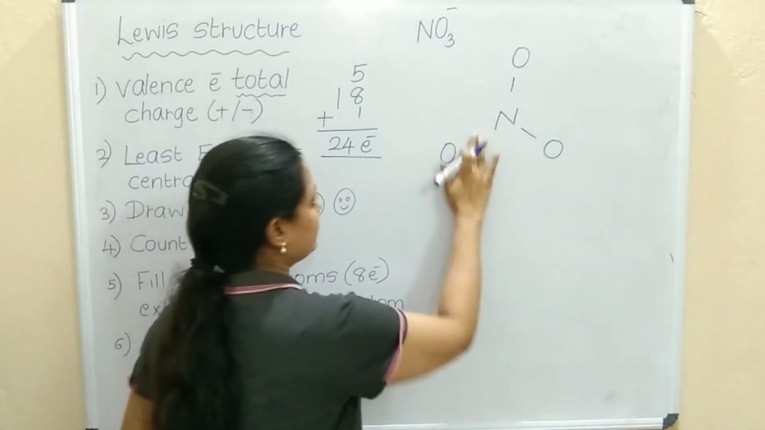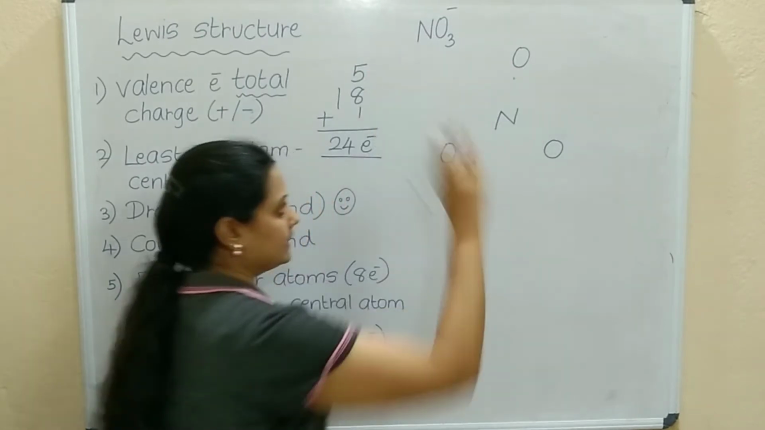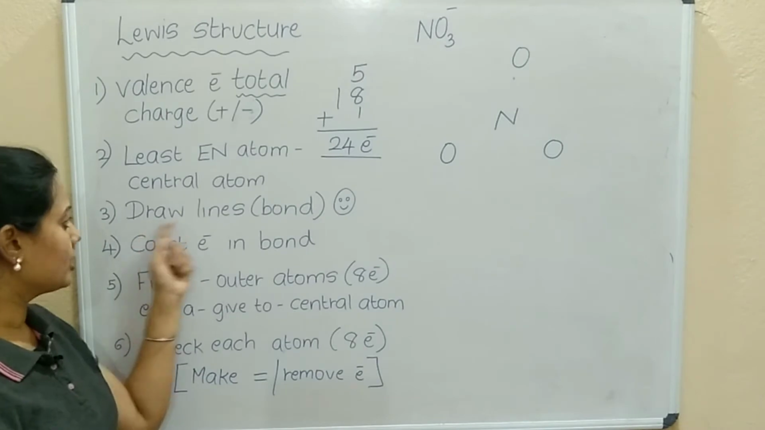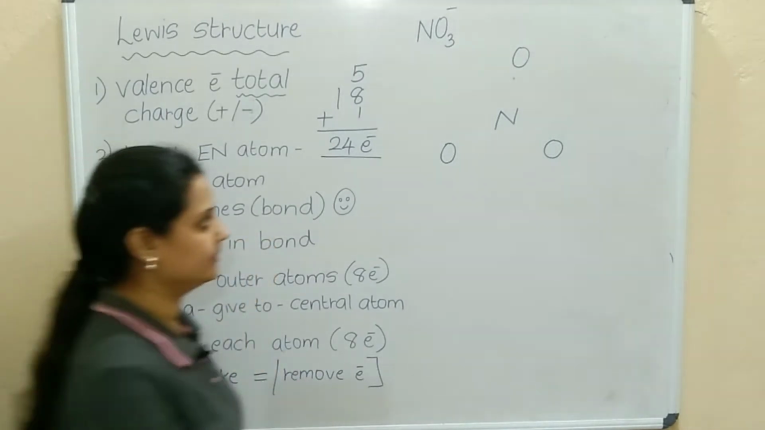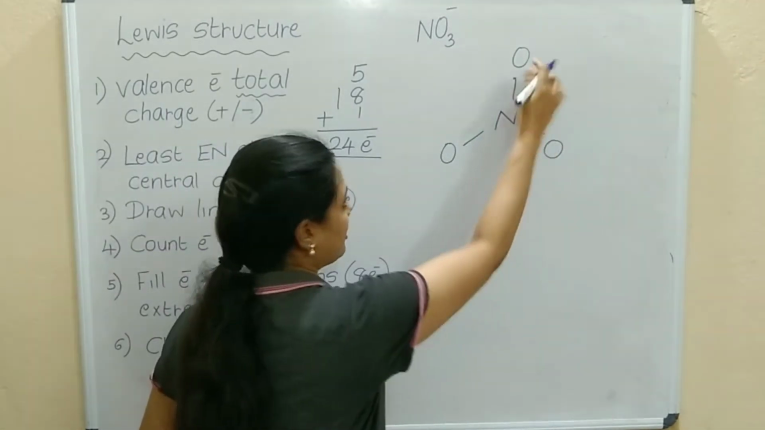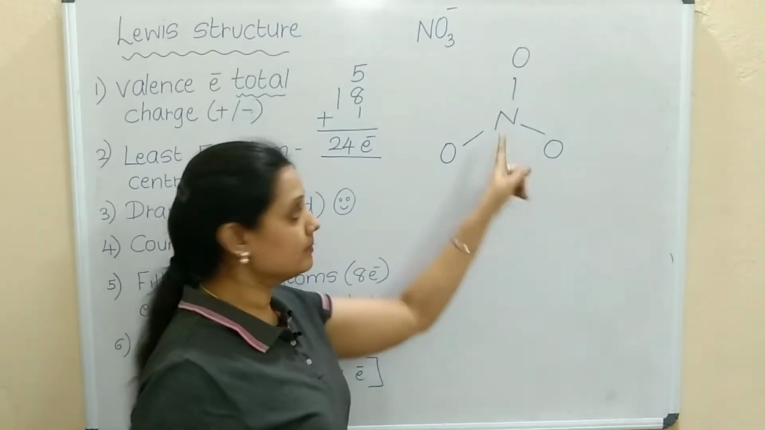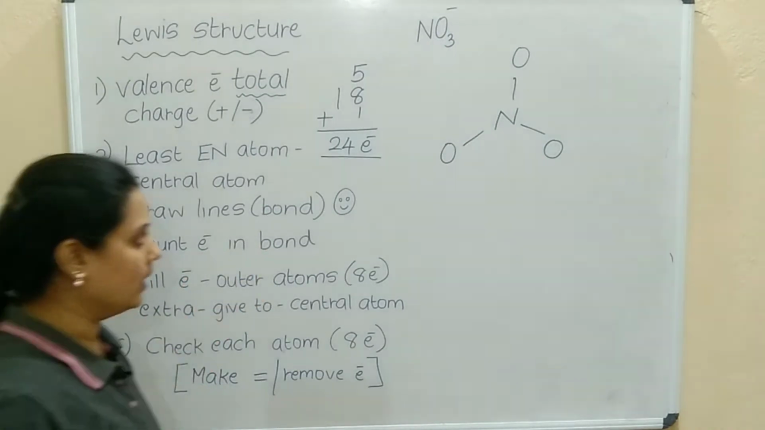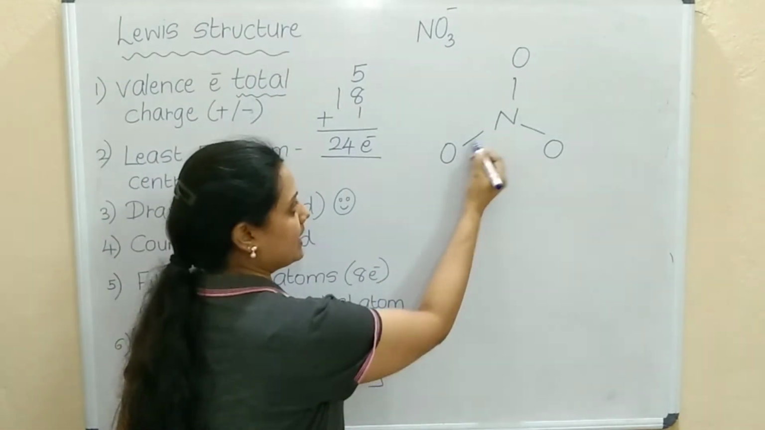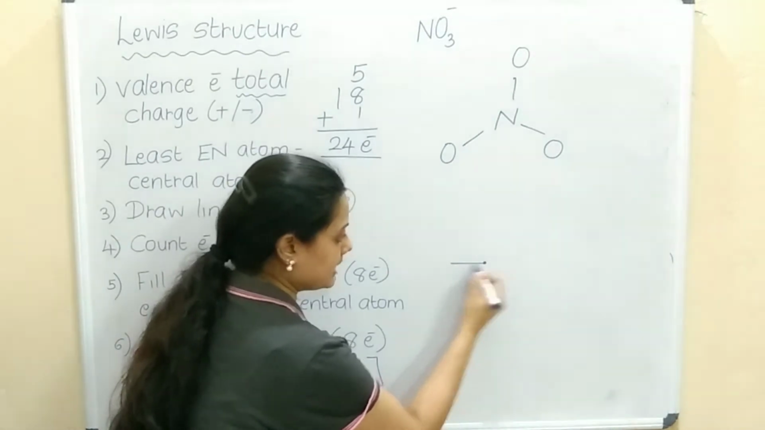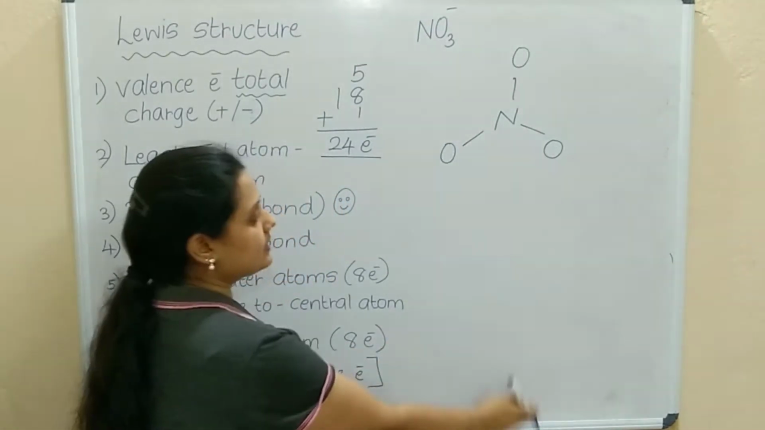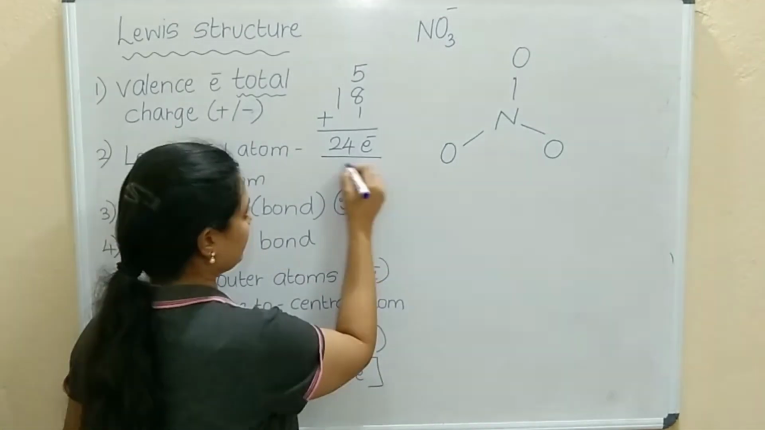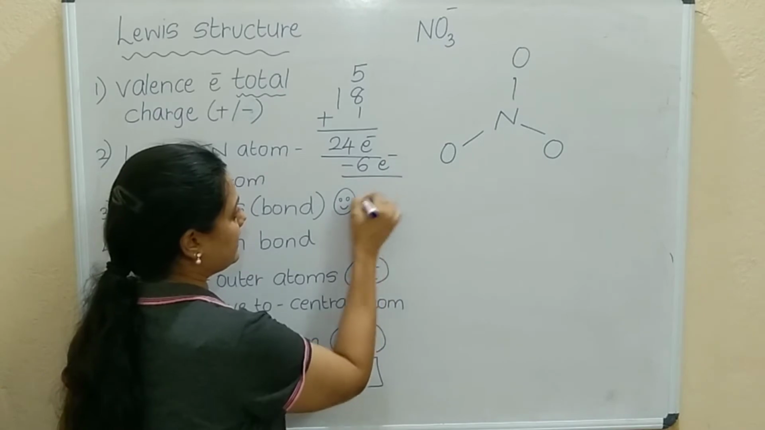So nitrogen is in between as the central atom. Now draw lines, which are the bonds, from the central atom to the outer atoms: 1, 2, 3. Count the electrons in the bonds. One bond has 2 electrons. There are 3 bonds, so 6 electrons, which I have already arranged.